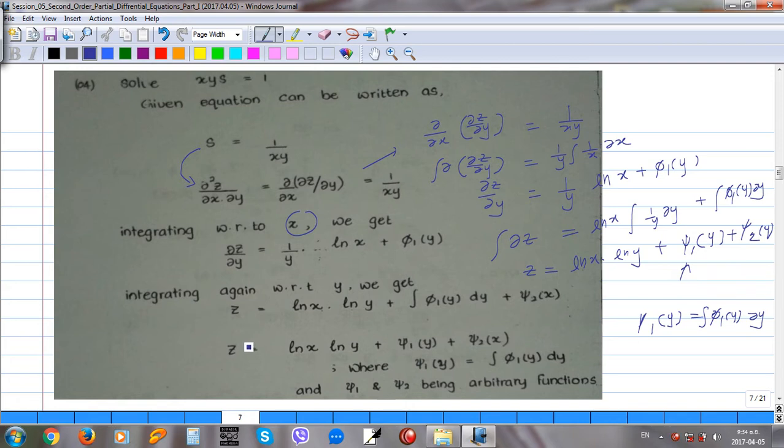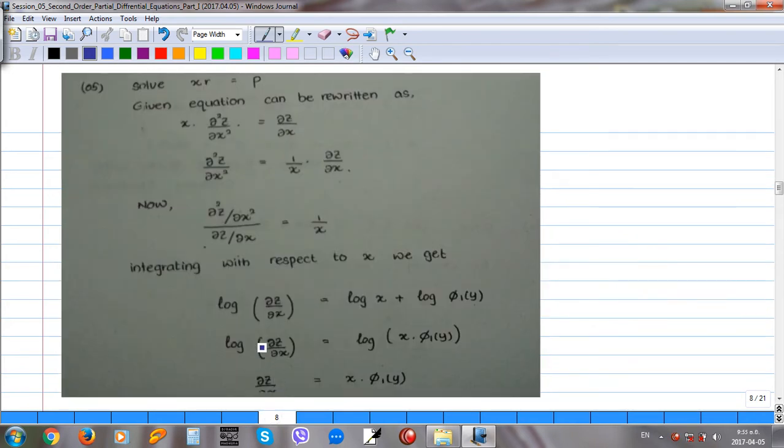when solving second order partial differential equations. So example 5: x r equals p. Then you know that r equals ∂²z over ∂x², and p equals ∂z over ∂x. So taking r as the subject, ∂²z over ∂x² equals 1 over x times ∂z over ∂x, right? Then I can send this to that side, creating ∂²z over ∂x² divided by ∂z over ∂x equals 1 over x, right?